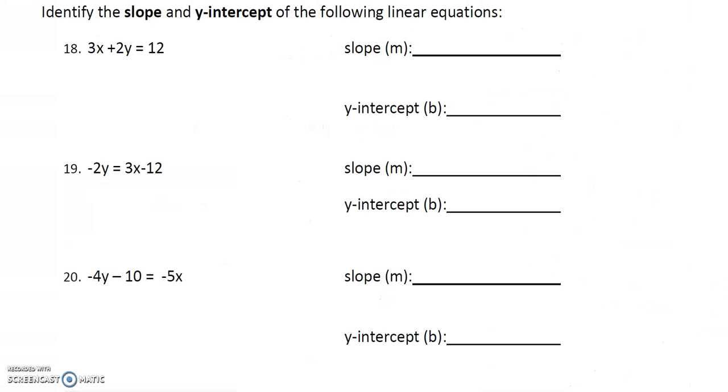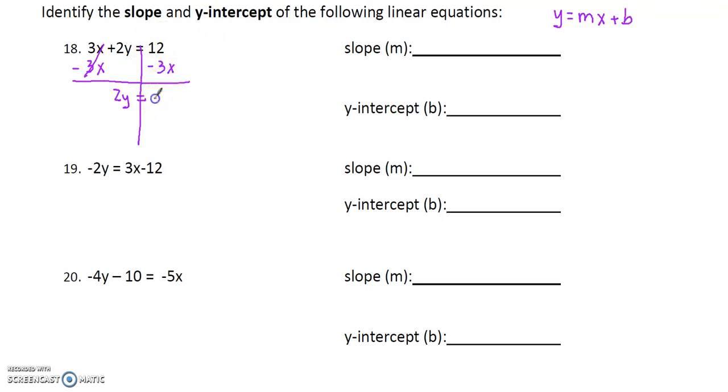Okay, the next 3, we are wanting to identify the slope and the y-intercept. If my equation is in slope-intercept form, which means the y is by itself, it's pretty easy to do. So that means I need to rearrange all of this. Remember, I'm wanting my y by itself, so I will eliminate my x term by doing the opposite. This is positive, so I will subtract to get rid of it. So that leaves me 2y.